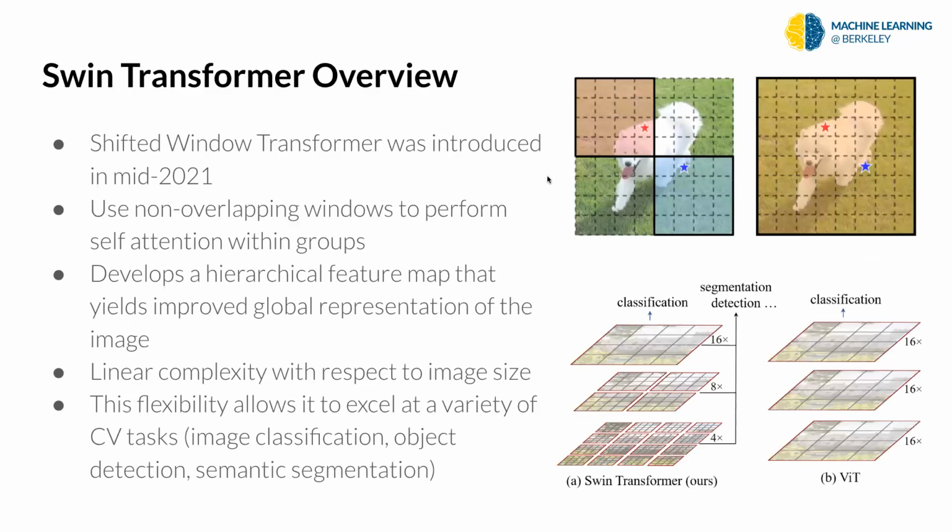The authors introduced something called the shifted window transformer, which was introduced in mid-2021, where we can use non-overlapping windows to perform self-attention within groups. This develops a hierarchical feature map that yields an improved global representation of an image. We can see that we have linear complexity with respect to image size, which we'll talk about, and this flexibility allows it to excel at a variety of computer vision tasks: image classification, object detection, semantic segmentation.